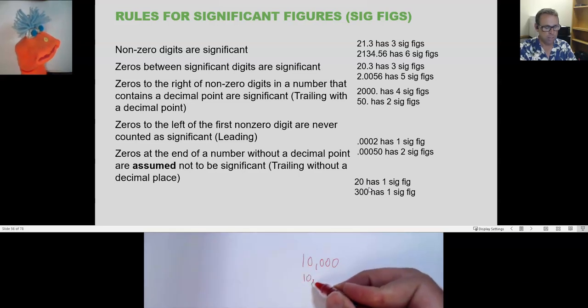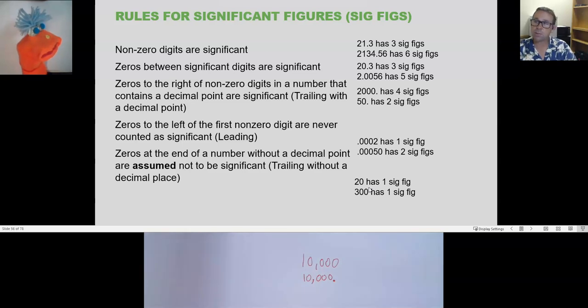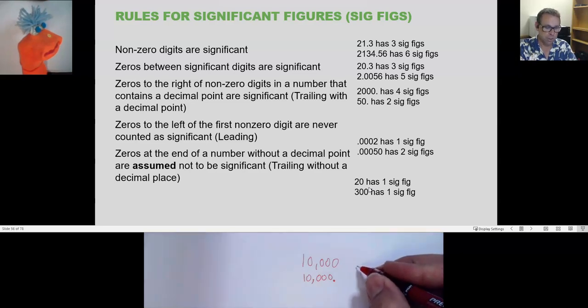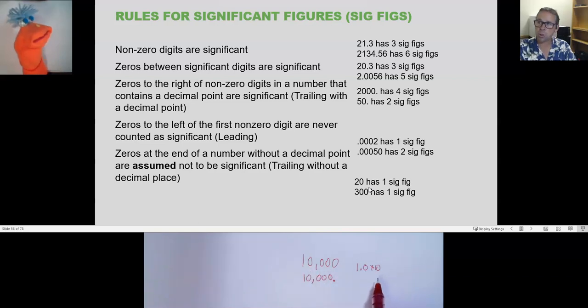If I wanted to express that this was supposed to be 5 significant digits, I could throw in a decimal place, right? Another way to express the number of significant digits would be to use scientific notation. If I want to express 10,000 in scientific notation, it would be 1.0 times 10 to the what? How do you do scientific notation again?